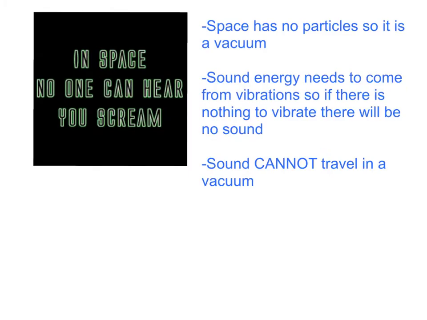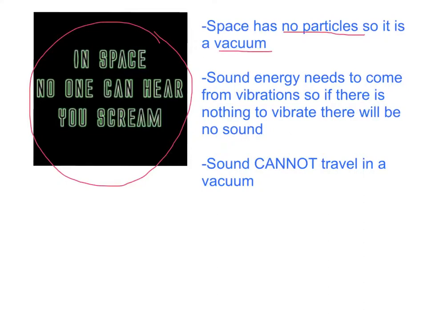Now, this phrase here, "in space, no one can hear you scream." I'm pretty sure you've heard of it before, and it actually has some scientific accuracy to it. In space, that means in the universe, what's between our Earth and our Sun, in our solar system, there is nothing. So there are no particles in space. There's no air. There's no anything. So space has no particles, which means it is a vacuum. A vacuum is any area that has no particles.